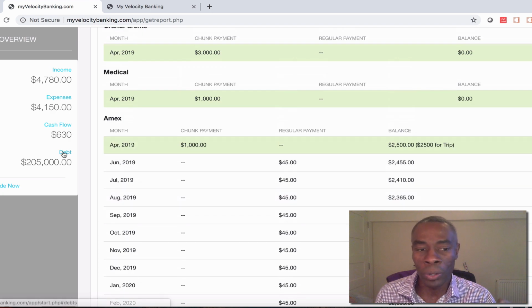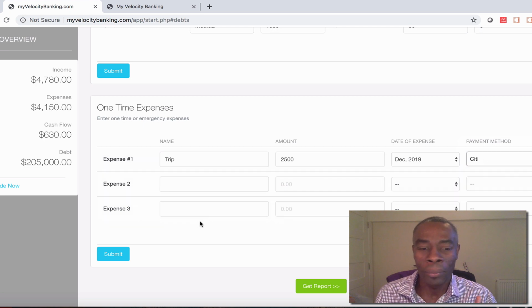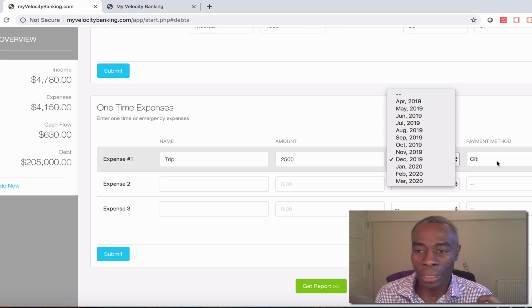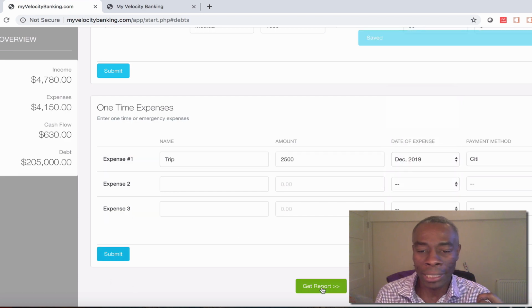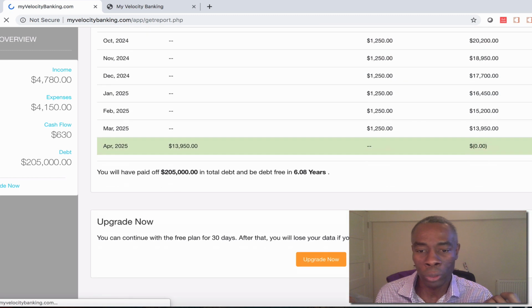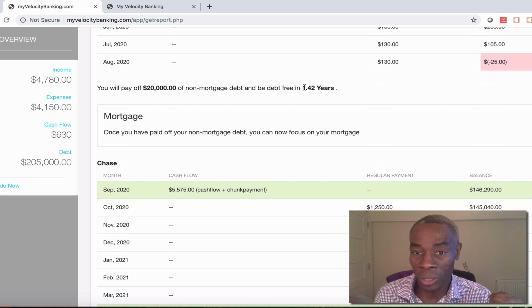So what you do is that you come back here and you figure out which of the credit cards is best for you. So in this case, it's the Citibank card that was best for them. So if you look at it again, we're going to see that it's going to take 1.42 years to pay off that $20,000, whereas if you put it on your Amex, it's going to take you three years to pay it off.